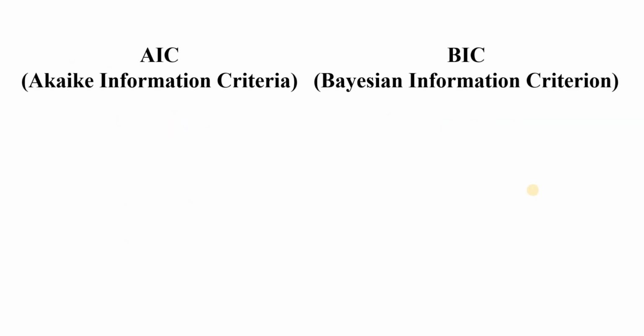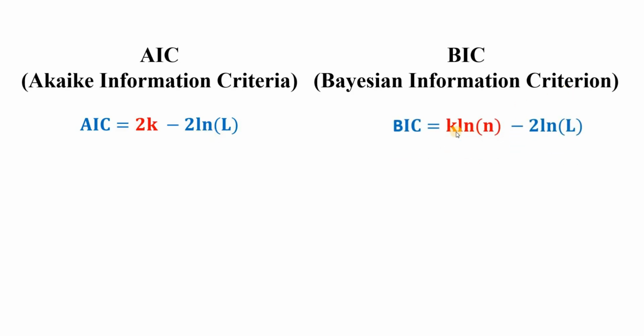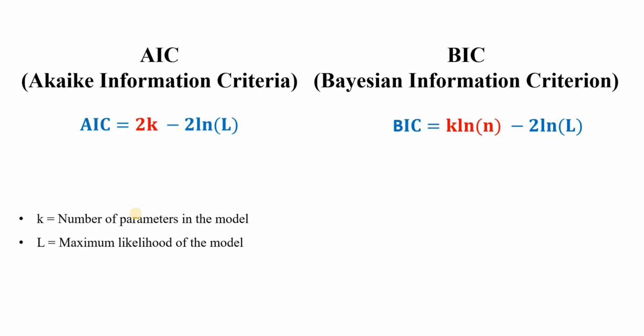Coming to the next, AIC is calculated by the following formula, where AIC equals 2k minus 2 ln L, natural log L, and BIC is calculated using this formula, k into natural log n minus 2 natural log L, where this k term is the number of parameters in the model, L is the maximum likelihood of the model, and n is the number of data points of that particular experiment.